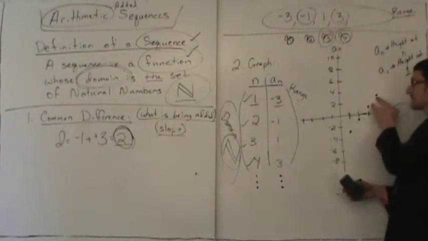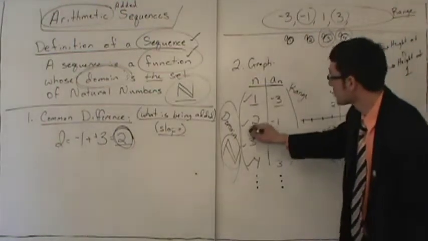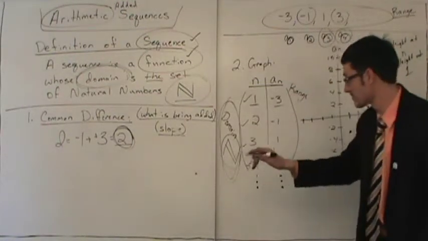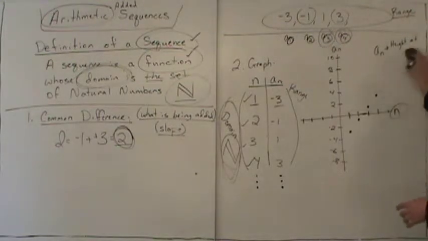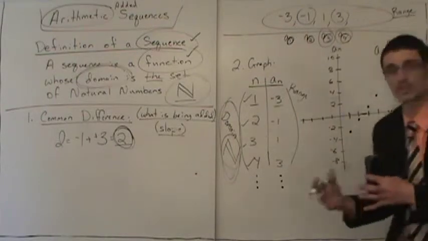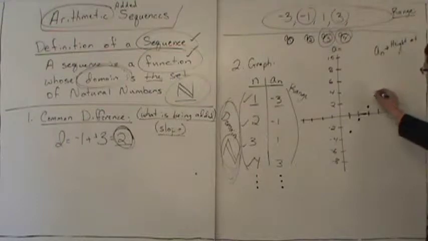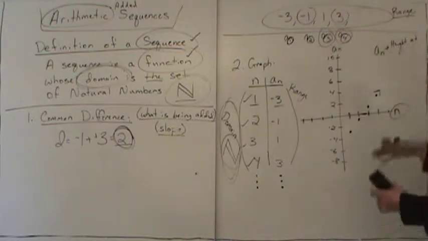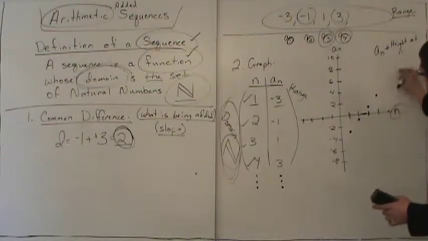But there's nothing in between. Why? Because the domain is just natural numbers. Now, question. We don't connect the points, but do the points go on forever? Yes, the points will continue forever. So do we put an arrow like this to indicate that the points go on forever? No, this looks silly. So how do we indicate that the points go on forever?